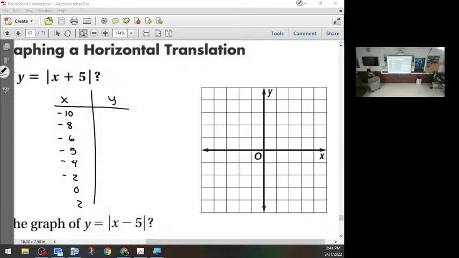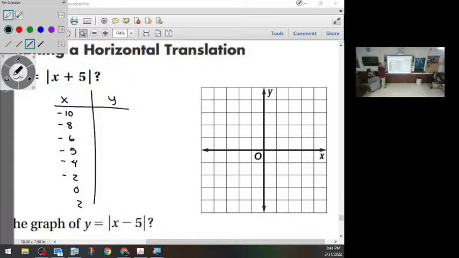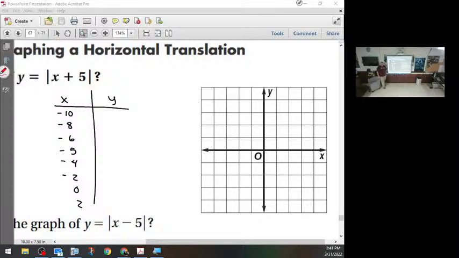Okay? So, jam a -10 in there. What is -10 plus 5? -5. How far from 0 is -5? 5. Okay. Jam a -8 in there. -8 plus 5. -3. -3, absolute value is +3. Fill out the rest of the table.